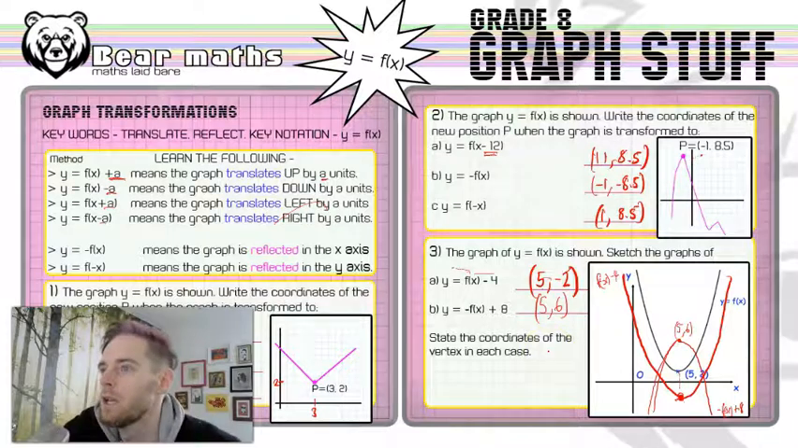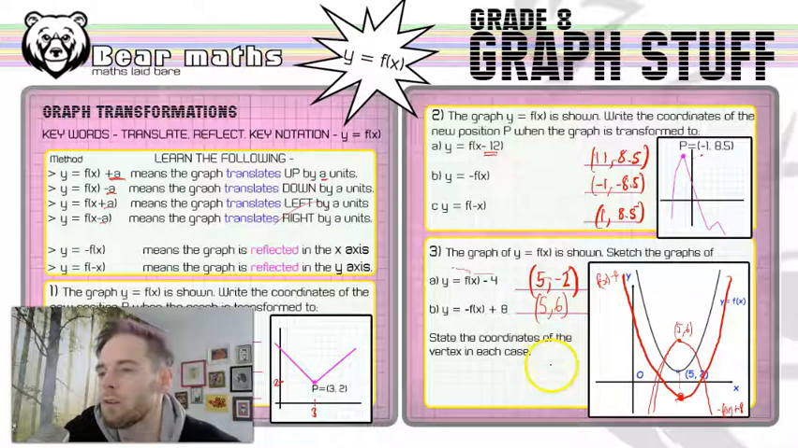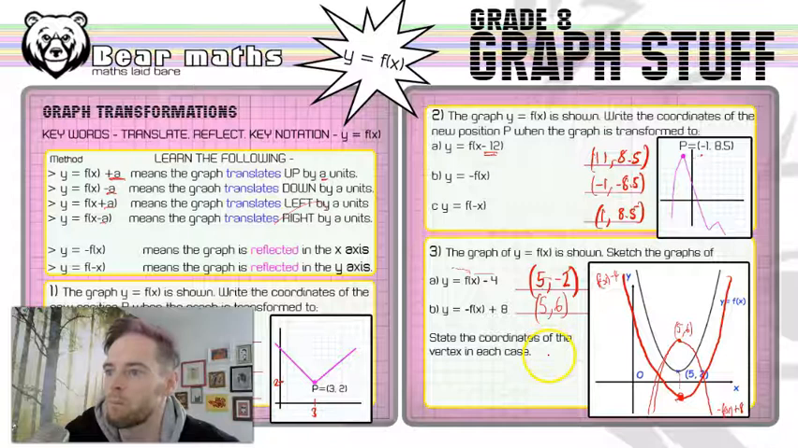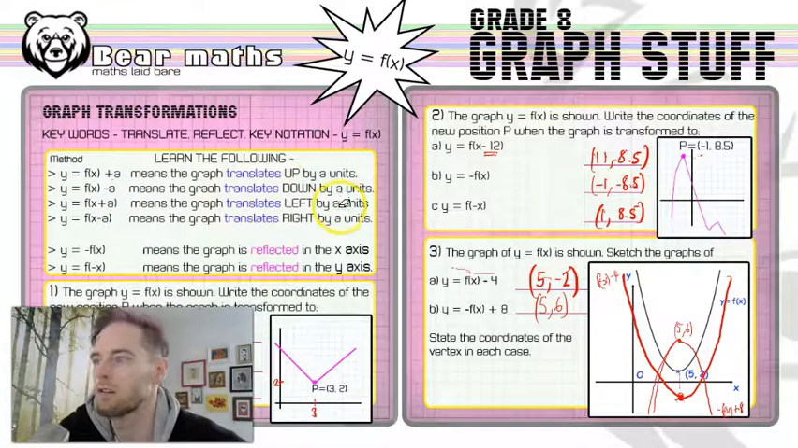You might get a little bit more complicated than that. You might have to do a combination of these things. You might get the equation, you might have to figure out what's happened to the equation, but that's the principle of it. Learn these rules, and this topic becomes a nice simple grade 8 topic.